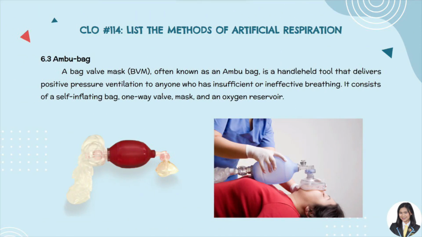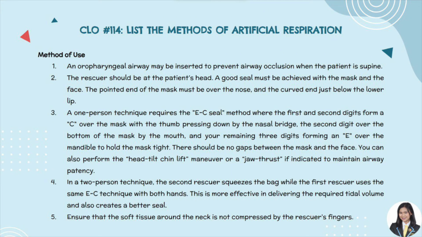The third method is the ambu bag. A bag valve mask or BVM, sometimes referred to as an ambu bag, is a handheld tool that is used to deliver positive pressure ventilation to any subject with insufficient or ineffective breaths. It consists of a self-inflating bag, one-way valve, mask, and an oxygen reservoir. Method of use. First, an oropharyngeal airway may be inserted to prevent airway occlusion when the patient is supine.